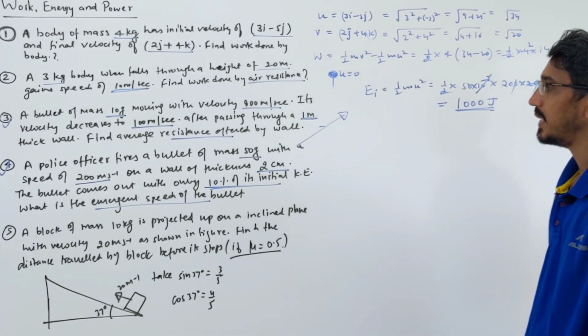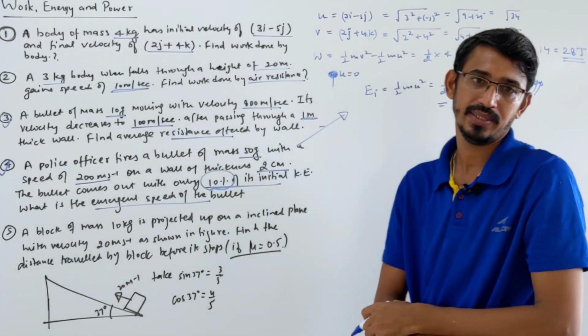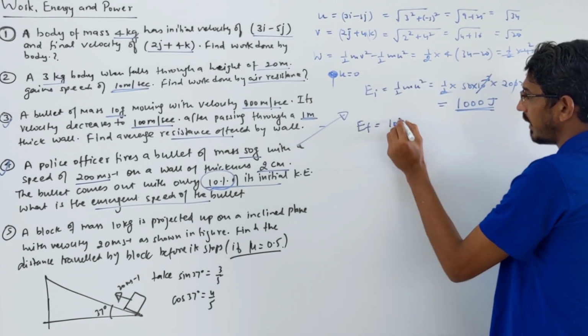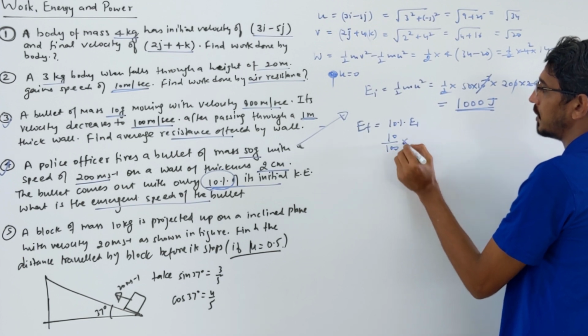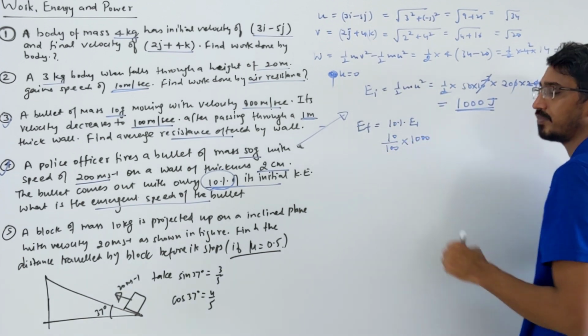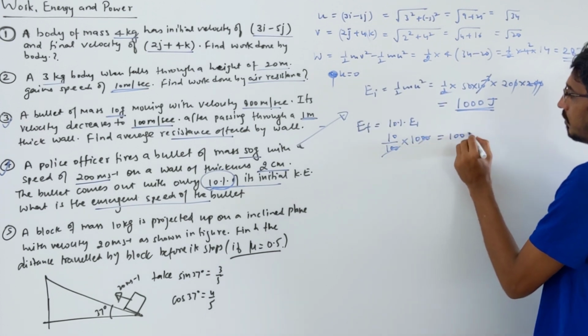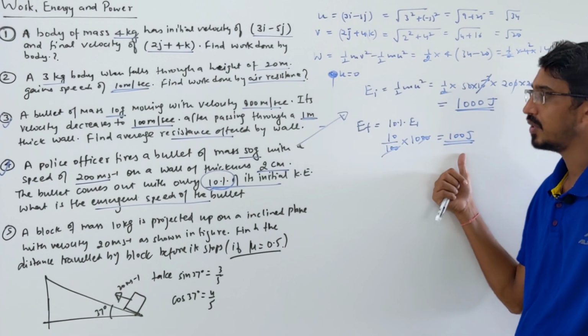Now the bullet is coming out with 10% of the initial kinetic energy. So the final kinetic energy is 10% of what? Initial only, right? So 10 by 100 of initial. Initial means 1000. So 10% of this becomes 100 joule. So the bullet is coming out with this much energy.